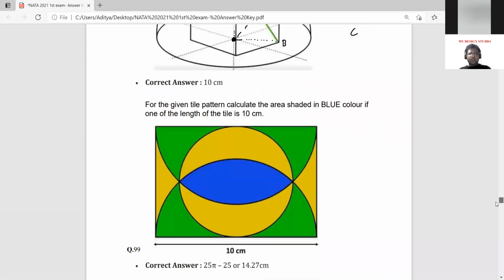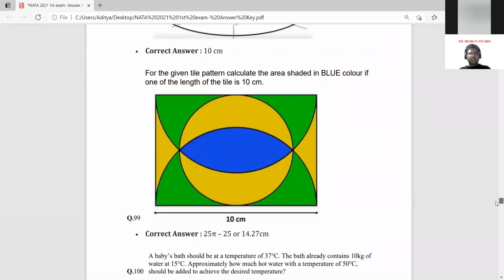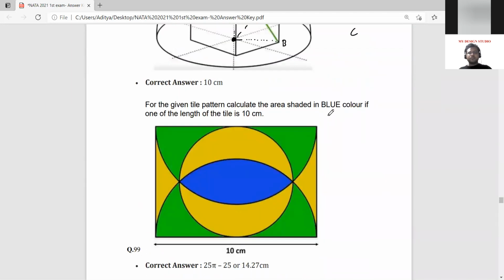Next question, that is the 99th question. Here you have got a complex diagram. Again, it says that given the tile pattern, calculate the area shaded in blue color if the length of the tile is 10. Okay, so they have given the length of the tile as 10 and we have to find this shaded area.